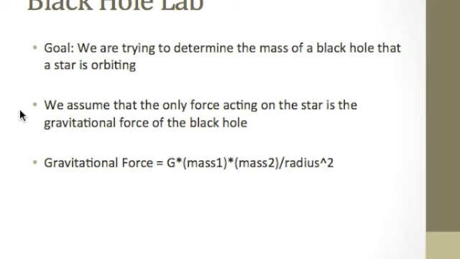The goal of this lab is to determine the mass of the black hole that the star is orbiting. We assume that the only force acting on the star is the gravitational force of the black hole, and we use the equation: the constant G times the mass of the star times the mass of the black hole, divided by the radius squared.